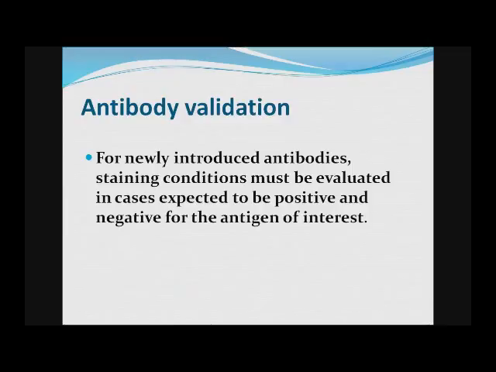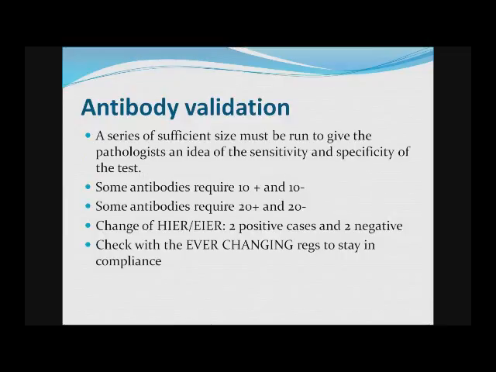Antibody validation for newly introduced antibodies. Staining condition must be evaluated in cases expected to be positive and negative for the antigen of interest. Now, a series of sufficient size may be run to give the pathologist an idea of the sensitivity and specificity of this particular antibody. Some antibodies, CAP requires 10 positive and 10 negative cases. This means a slide that you're running a positive and negative on each of this.